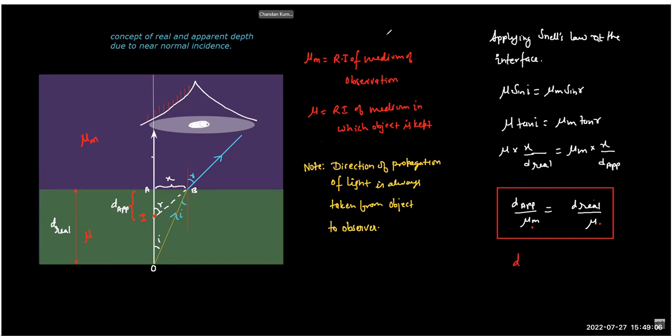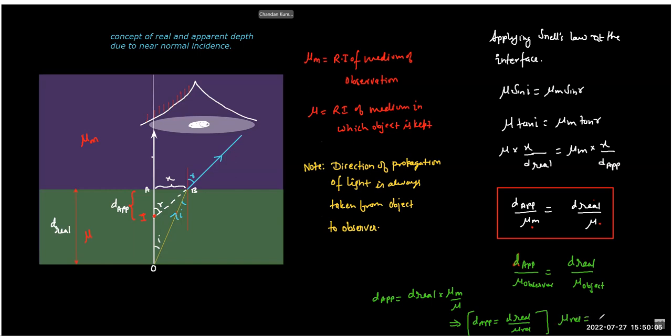So just to remember, D apparent upon mu of the medium of observation is same as D real upon mu of the medium of object. The observer gives you the apparent value. It is the observer which perceives the apparent value, and the reality cannot change. The reality is always the same. But as the observer changes the medium, things will appear different. And therefore, the D apparent is the D real into mu medium upon mu. And this we can rewrite as D apparent is the D real upon mu relative. And mu relative is always taken with respect to the observer, so it is mu upon mu medium. Is this clear?